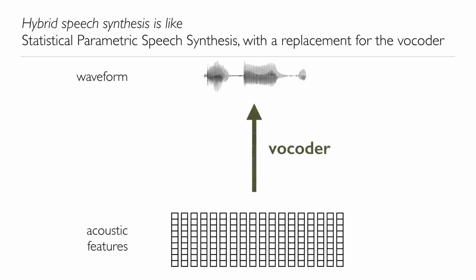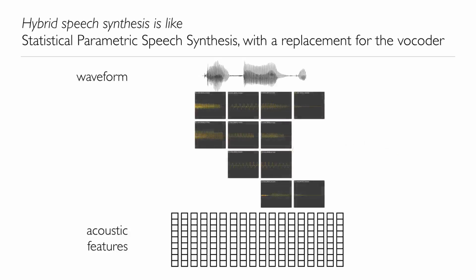From another point of view, hybrid speech synthesis is also like parametric synthesis. Here we use unit selection to replace the vocoder. In parametric synthesis, after we predict the acoustic features, we use a vocoder to generate a waveform. But in hybrid synthesis, after we get the acoustic features, we go through the database, do the concatenation, and then generate the waveform. So here we don't use a vocoder, so we can use any features as you like to predict the reference.